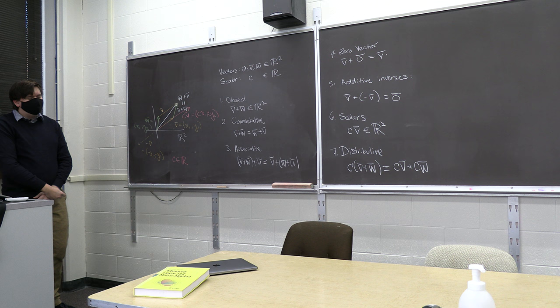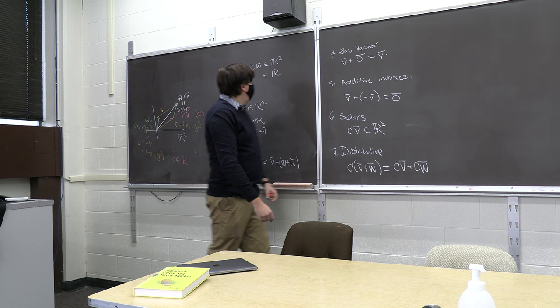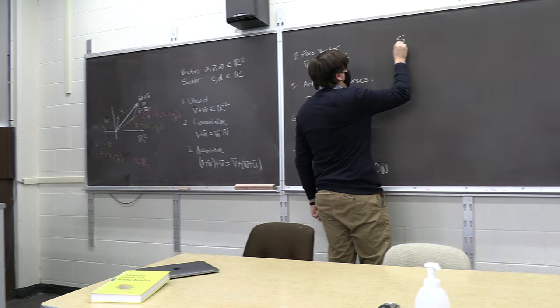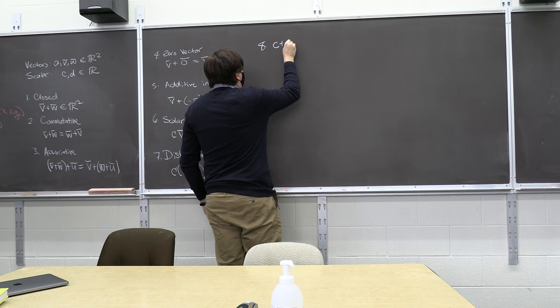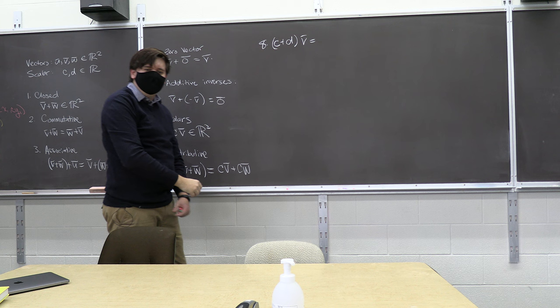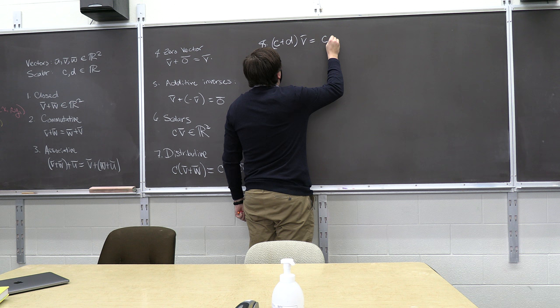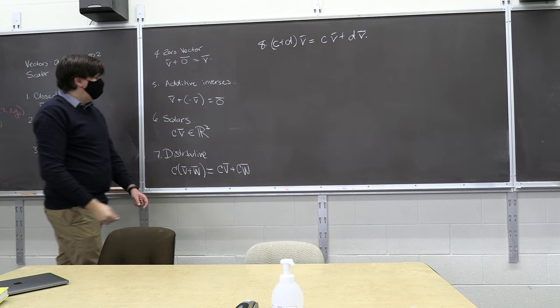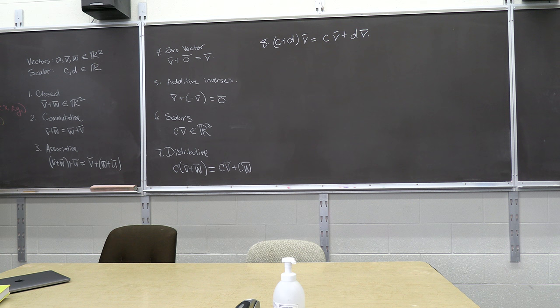Here I had one scalar and two vectors. What if I introduce a second scalar? So now I want a second scalar. I want to have some C plus D and multiply that by a vector. What does that come out to be? C times the vector plus D times the vector. It's another distributive property, but this time you can think we're distributing the vector over the scalars.